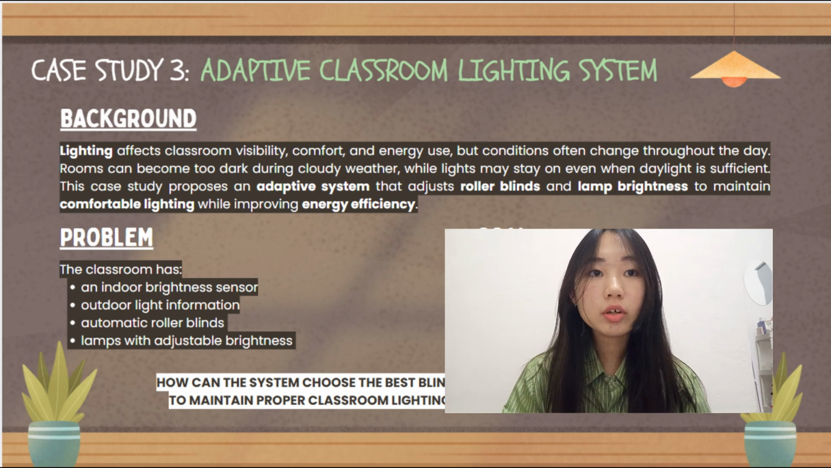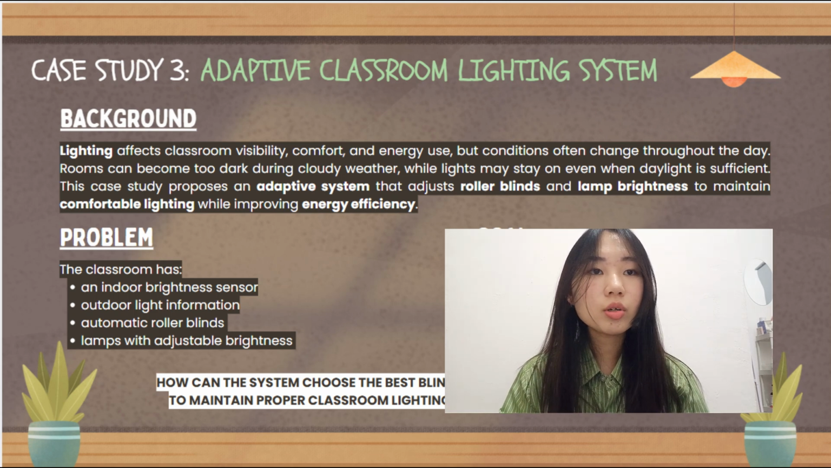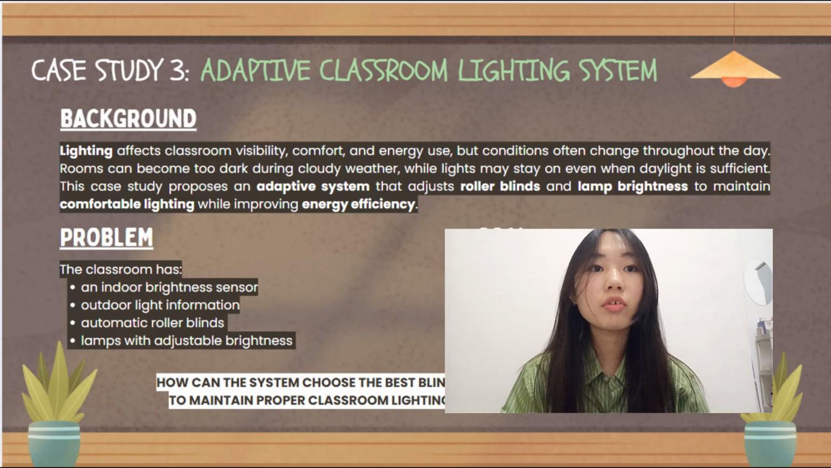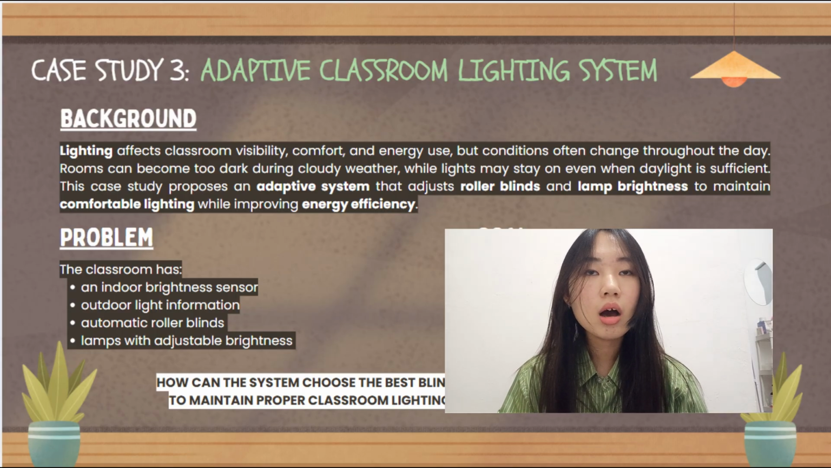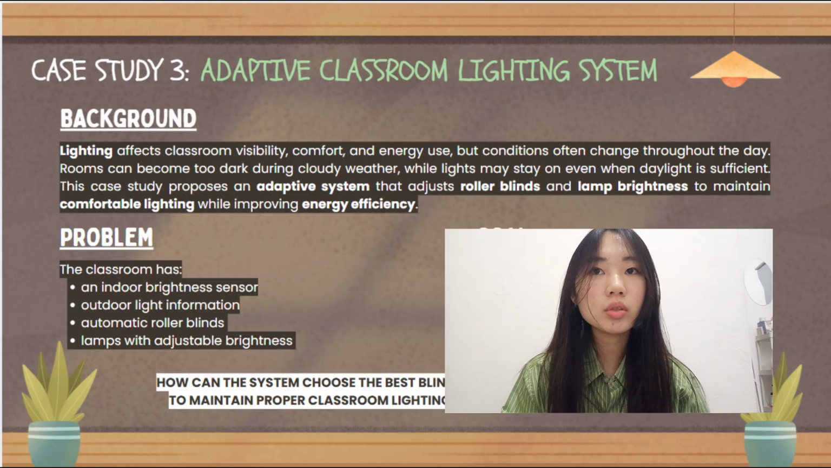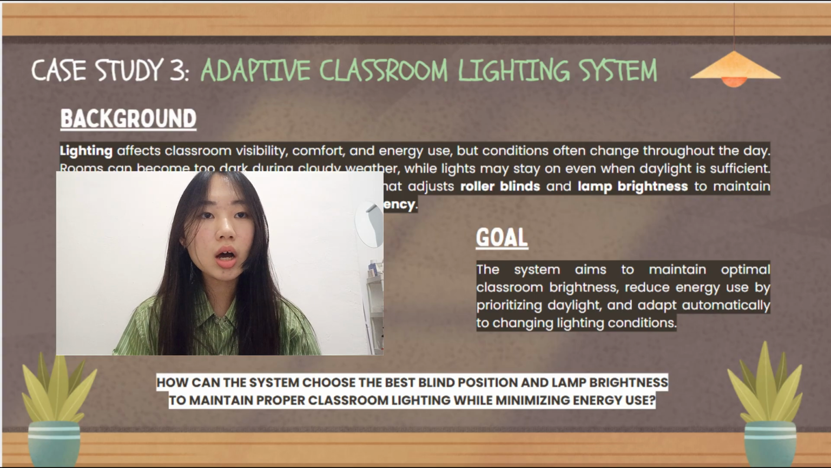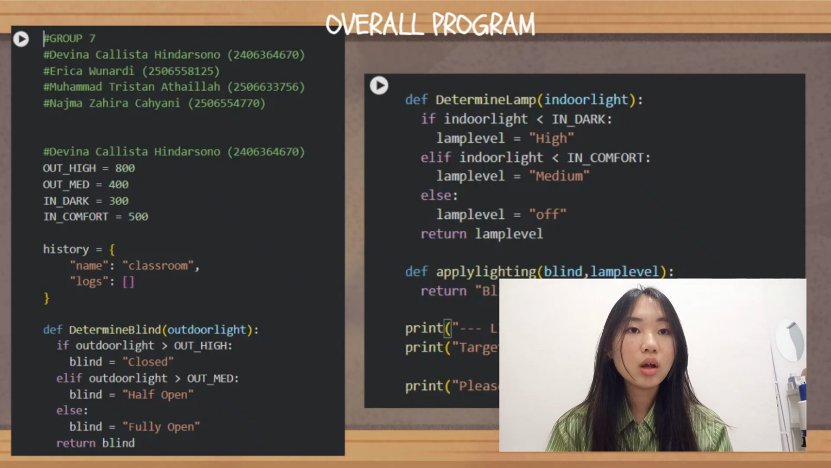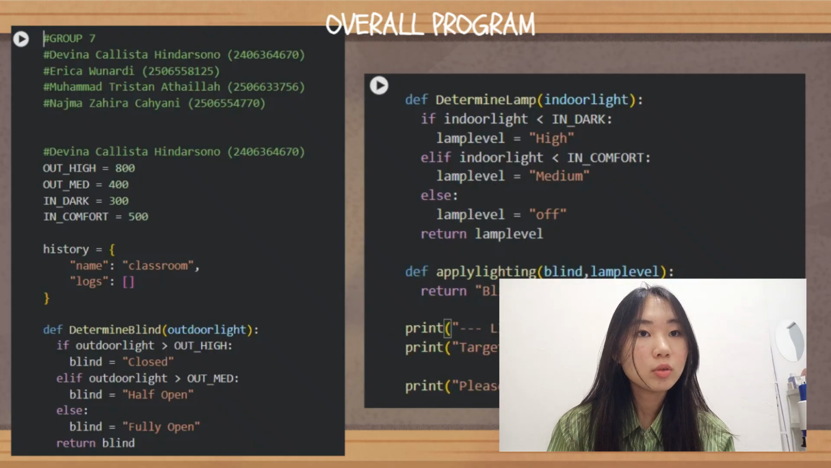energy efficiency. For the components, we have an indoor brightness sensor, an outdoor light sensor, automatic roller blinds, and lamps with adjustable brightness. The goal is to maintain optimal classroom brightness, reduce energy use by prioritizing daylight, and adapt automatically to changing lighting conditions. This is the overall program that we have coded in Google Colab.